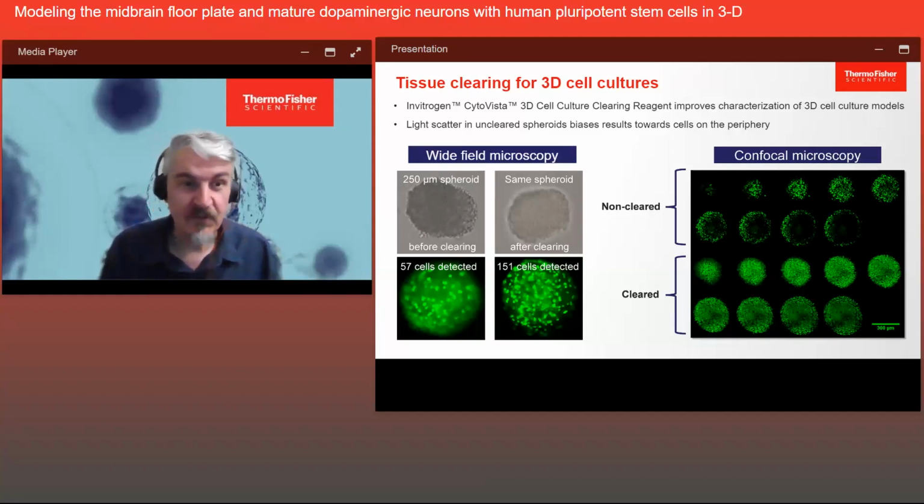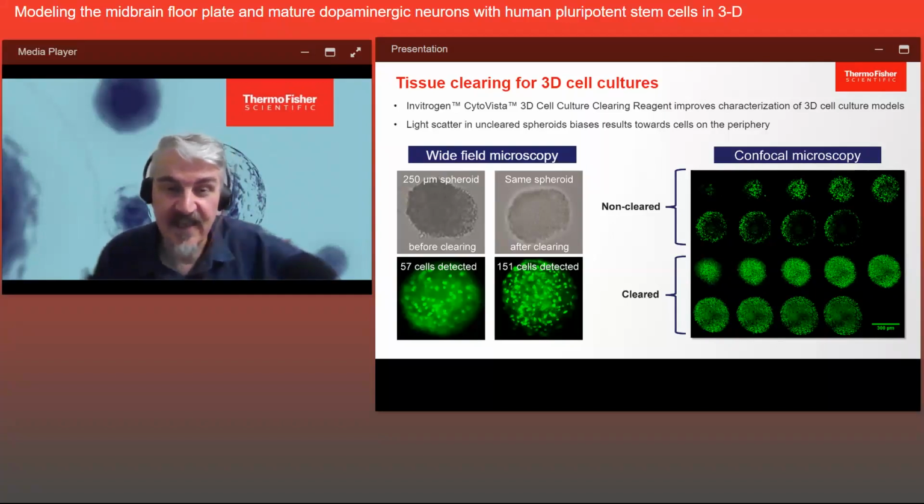But the thickness of an organoid scatters light, which makes it very difficult to detect cells that are not on the surface. So we use the Invitrogen CytoVista clearing reagent, which reduces light scatter, as you can see in these images on the left, making it possible to image cells inside a cell spheroid. The images on this slide are all spheroids of tumor cells. I believe they're A549.